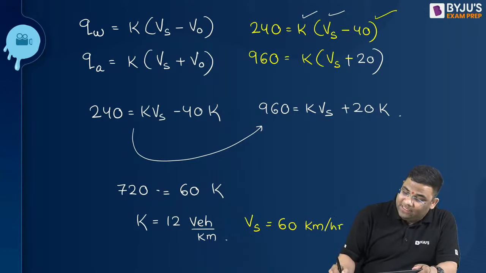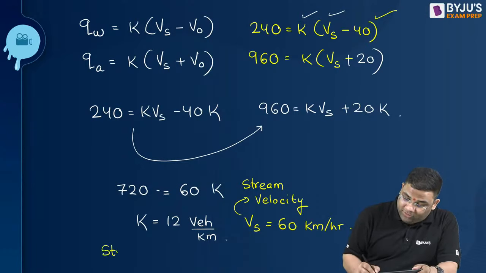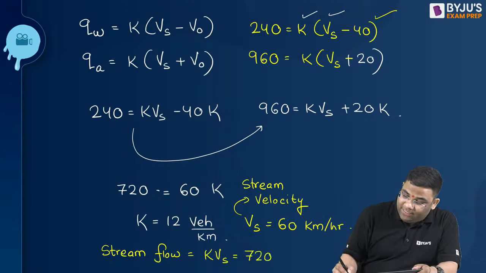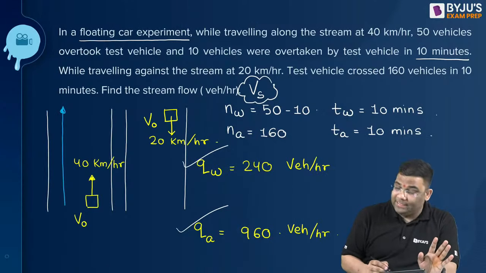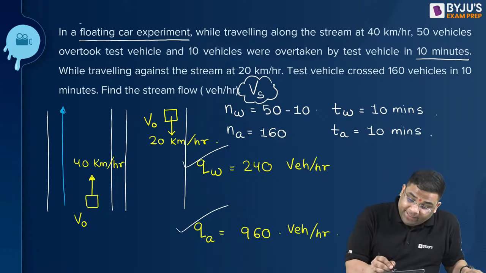And somebody asked us, what is the actual, this was stream velocity, right? This was stream velocity or stream speed or whatever you can call it. If they ask you the actual stream flow, you will say how much? It is simply K into Vs, giving me 720 vehicles per hour.